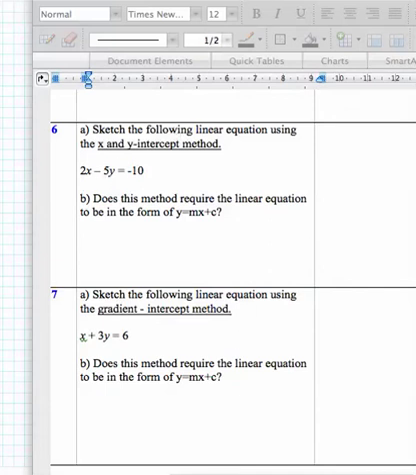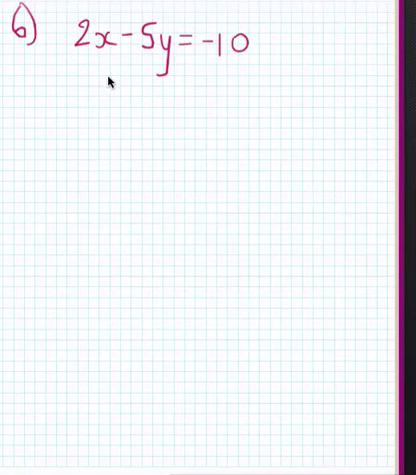So I'll just write the question up. To find the x-intercept, I'm finding my x-intercept.